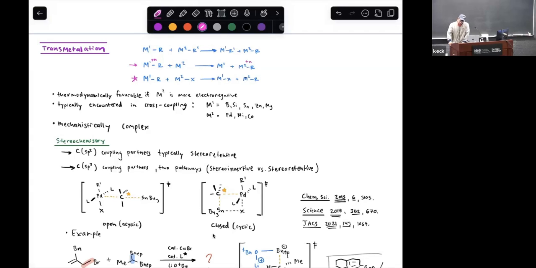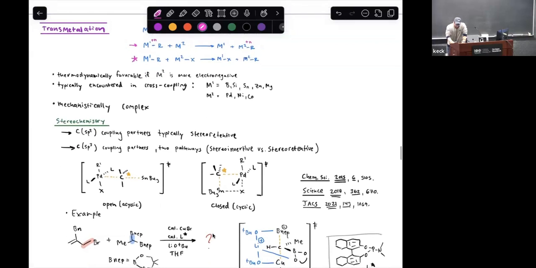And remember that you need thermodynamic driving force, and that thermodynamic driving force often can be understood from the perspective of electronegativity. Carbogenic group wants to go to the more electronegative element, or equivalently, the halide, alkoxide, hydroxide wants to go to the more electropositive element.